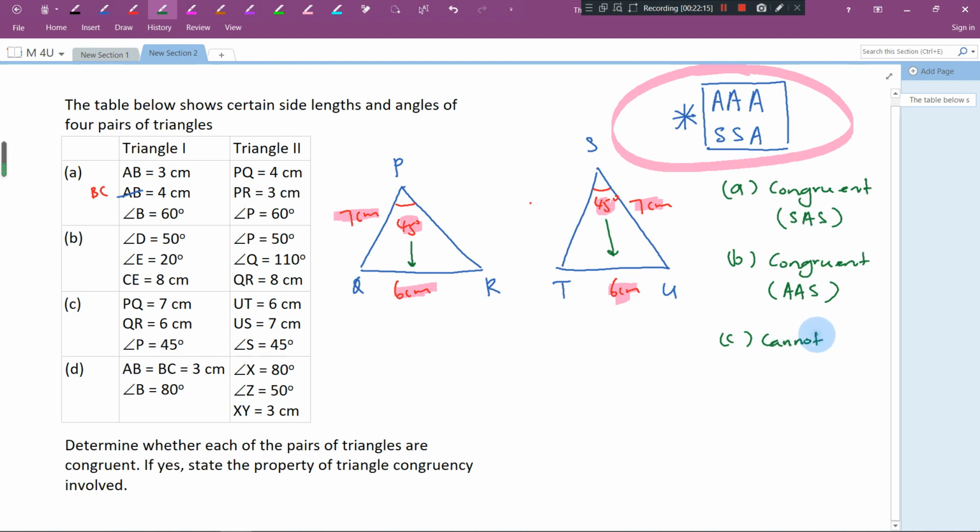Cannot be determined. If the question gives us a diagram and or gives us the area, then we can make a conclusion whether they are congruent or not congruent. Let's go to the last one.